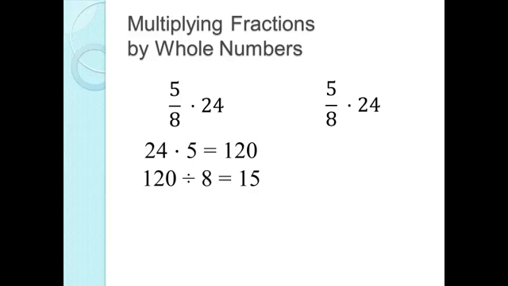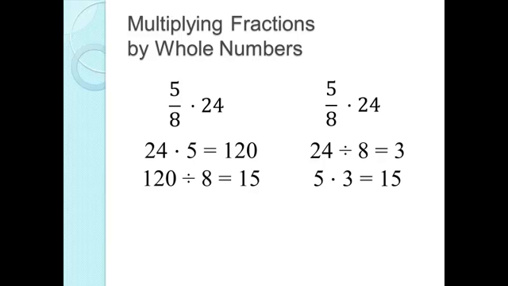Though you can still multiply fractions and whole numbers this way, in the equations we will be solving, it will be much easier to start off by dividing the whole number by the denominator. In this case, 24 divided by 8 would give us 3. Next, we can multiply by the numerator. So 5 times 3 is 15. Notice our answers were the same, but it's easier to start off by dividing by the denominator if our whole number is divisible by the denominator.